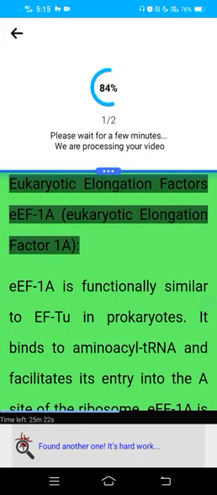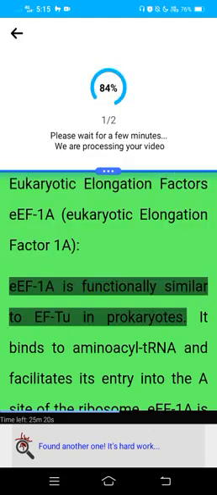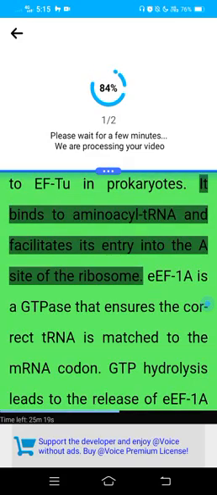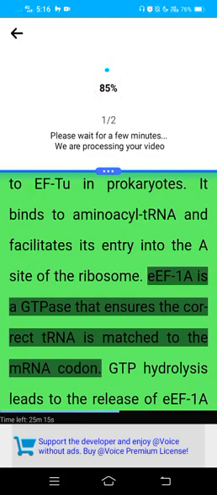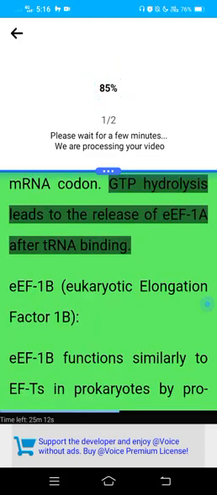Eukaryotic elongation factors. EF1A, eukaryotic elongation factor 1A. EF1A is functionally similar to EF-Tu in prokaryotes. It binds to aminoacyl tRNA and facilitates its entry into the A site of the ribosome. EF1A is a GTPase that ensures the correct tRNA is matched to the mRNA codon. GTP hydrolysis leads to the release of EF1A after tRNA binding.